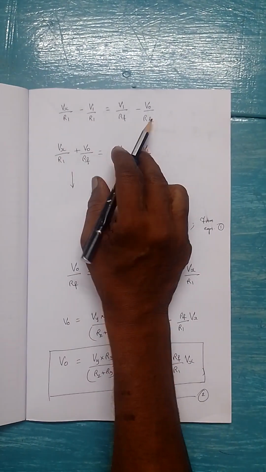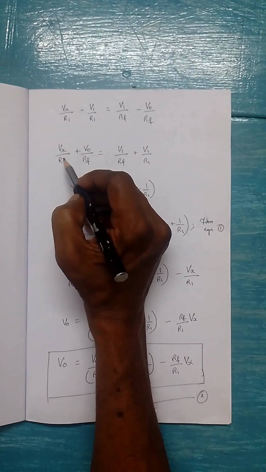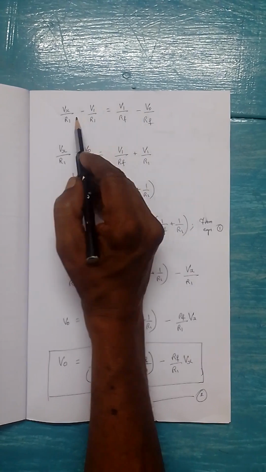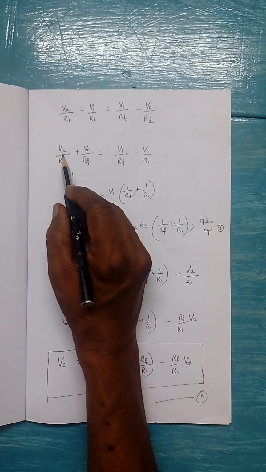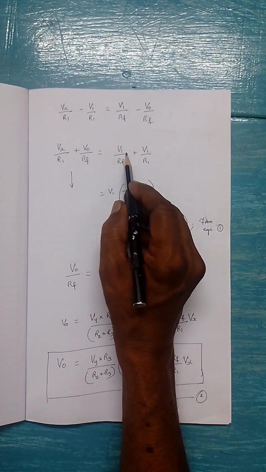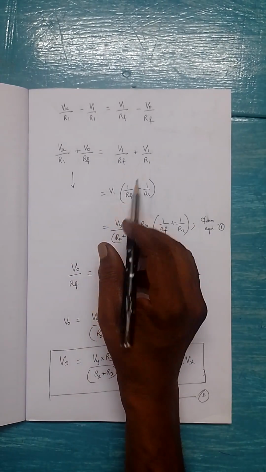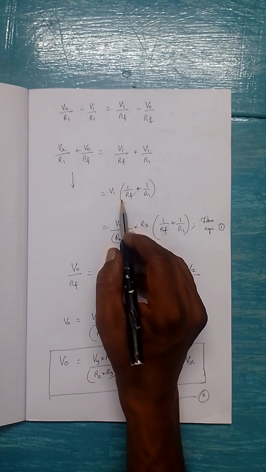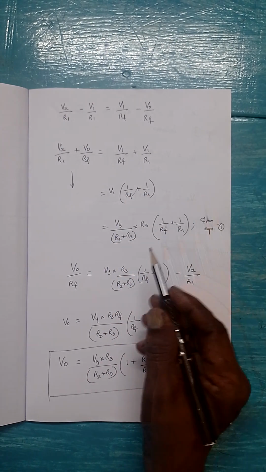So that's what is written here. Left hand side will be same. That is Vx by R1. You move this negative term this side and move this negative term to the other side. So therefore this will become Vx by R1 plus V0 by Rf, which is equal to V1 by Rf plus V1 by R1. Now here the common term is V1. So therefore inside the bracket we have 1 by Rf plus 1 by R1.